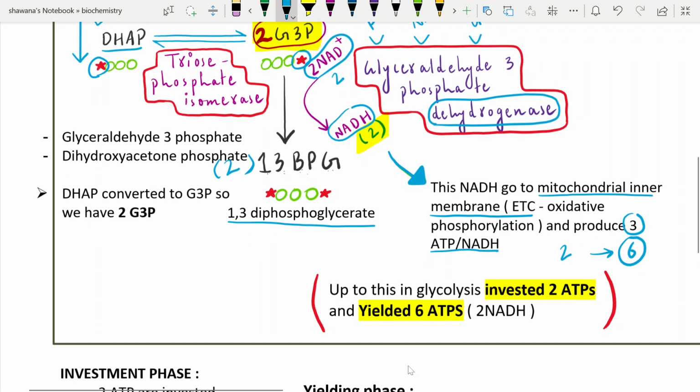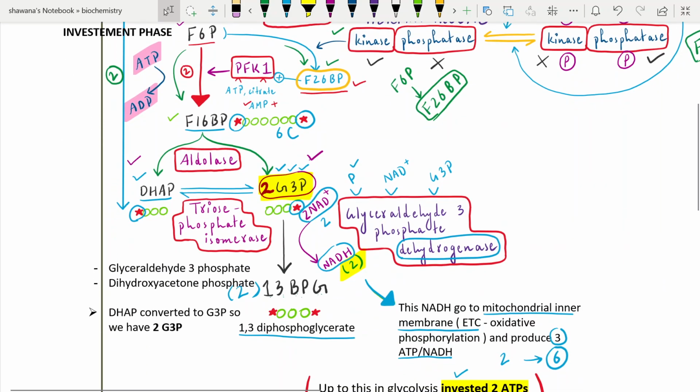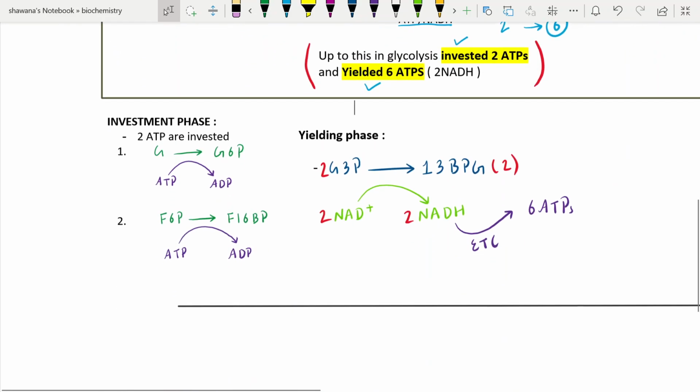So up till now we have invested 2 ATPs and we have yielded 6 ATPs. Our lecture ends here because you have to revise all of that, and we will continue from 1,3-bisphosphoglycerate onward. Up till now, in the investment phase, 2 ATPs are invested and we have obtained 6 ATPs via the electron transport chain. The same thing is written here: two ATPs are invested. One is in the conversion of glucose to glucose 6-phosphate. The second is in the conversion of fructose 6-phosphate to fructose 1,6-bisphosphate.